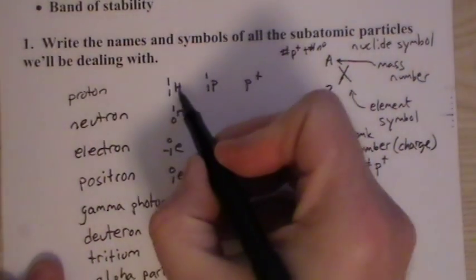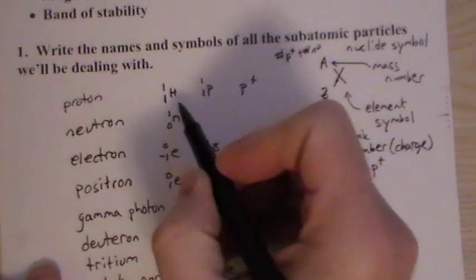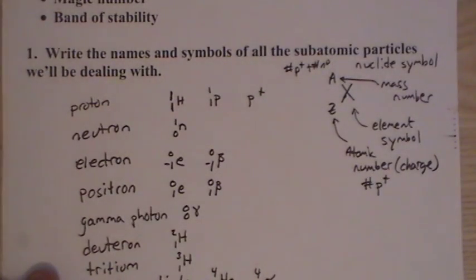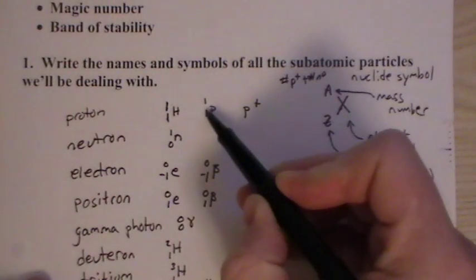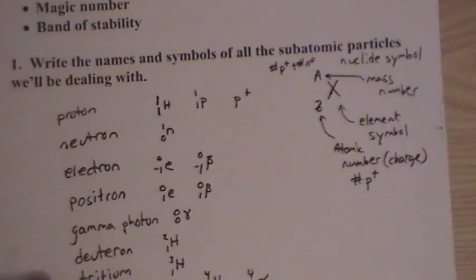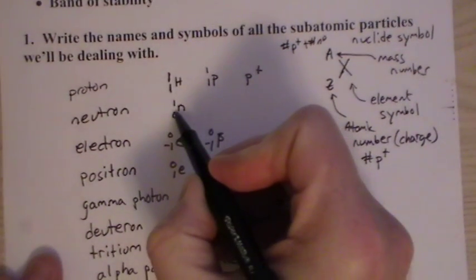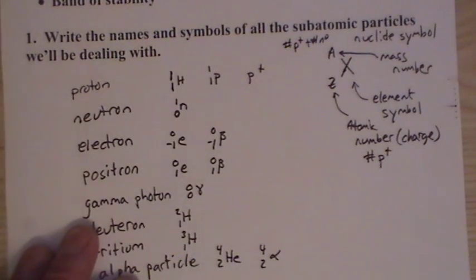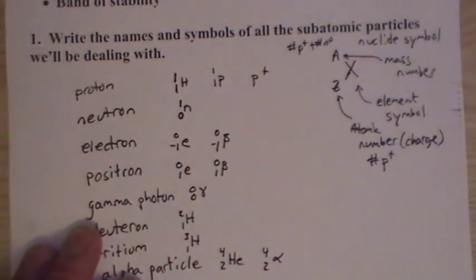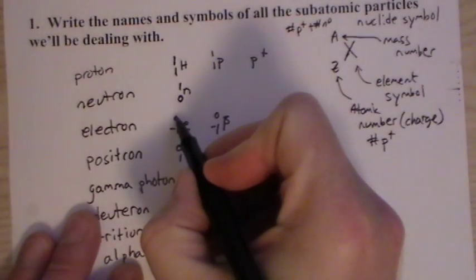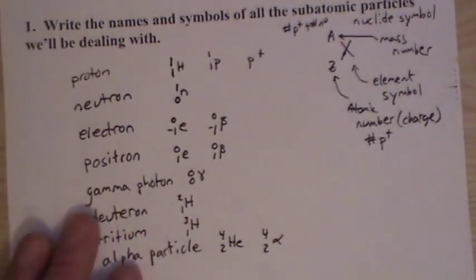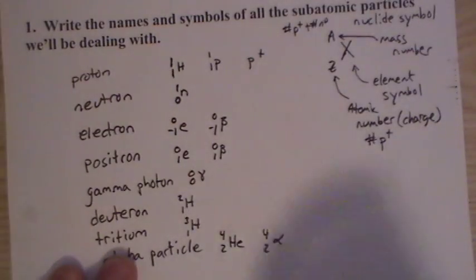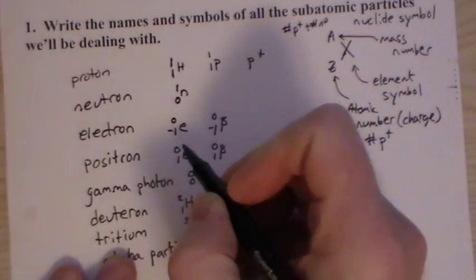So for the proton, hydrogen, it's one proton, and its mass number is 1 because there are no neutrons for just a basic proton. We can write it as P, 1 and 1, or P+. The neutron has 0 because it contains no protons, and so its charge is 0. And then it has a mass number of 1. The electron has a mass number of 0 because it's so small, it's 1/2000th the mass of a proton, so we just round it to 0. And then it has a -1 charge.